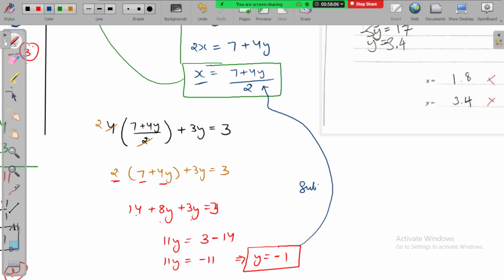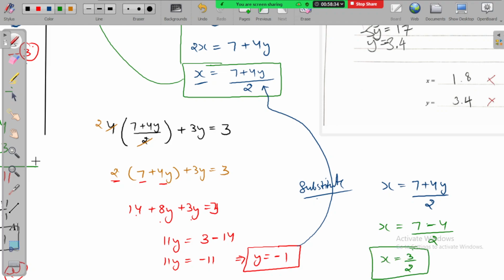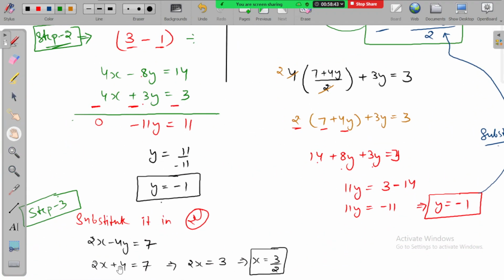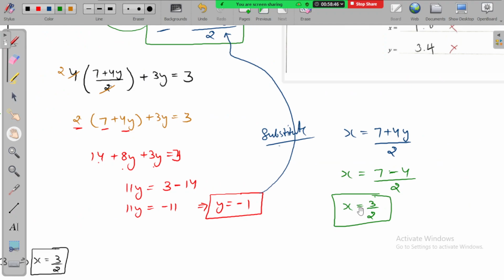So we are substituting it again. Look here, x was equal to 7 plus 4y divided by 2. Now I have a y value, negative 1. So I can say 7 plus 4 times minus 1, which gives me minus 4, over 2. 7 minus 4 is 3 over 2. So that's the value for x. Is it the same value that we got previously? Yes. The previous values were x equal to 3 by 2 and y equal to negative 1, and we still get y equal to negative 1 and x equal to 3 by 2.